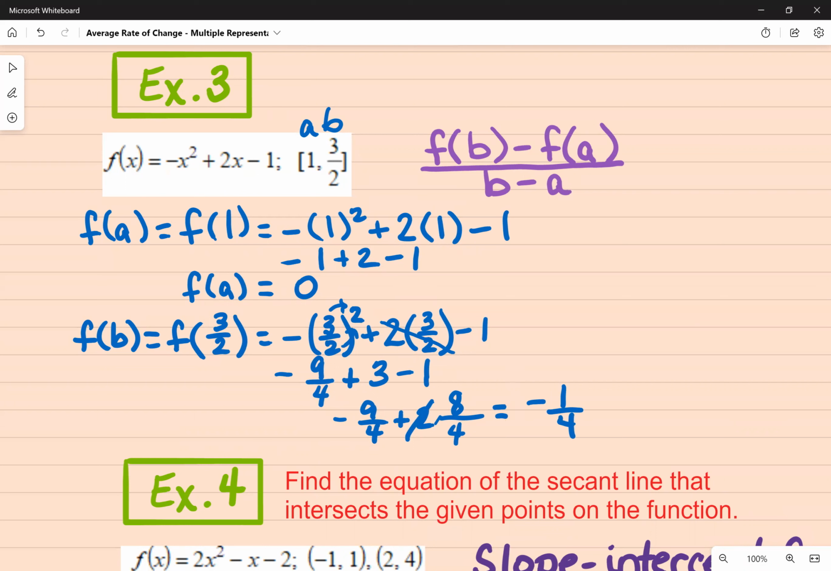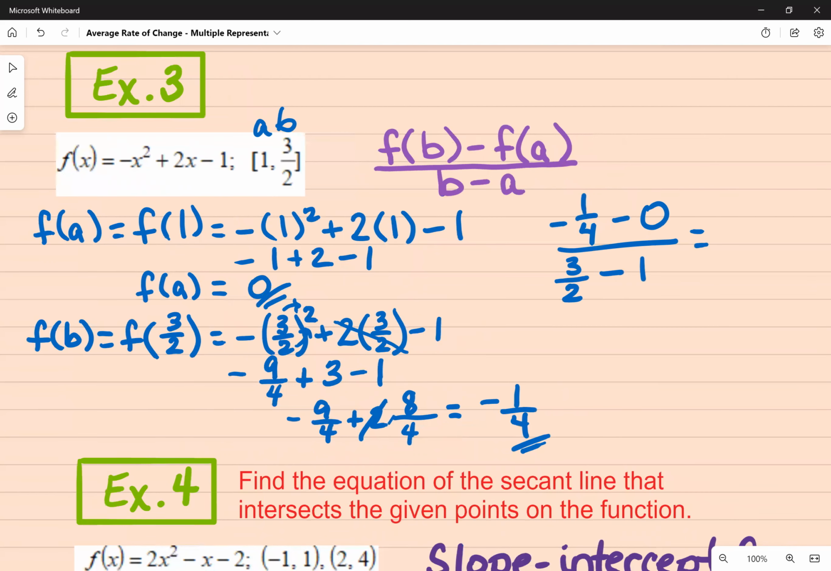I have one more step. I actually have to go to the formula that's in purple here and substitute what I know. So what I know is that f of b is negative 1/4. And then I'm going to subtract from it f of a, which we said was 0. And that's all over b, which is 3/2, minus a, which is 1. It looks worse than what it is.